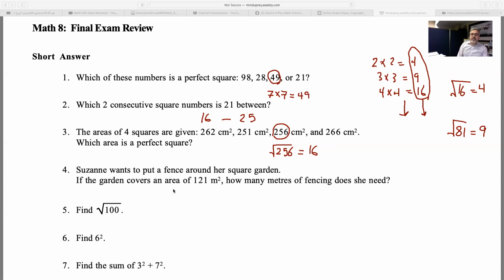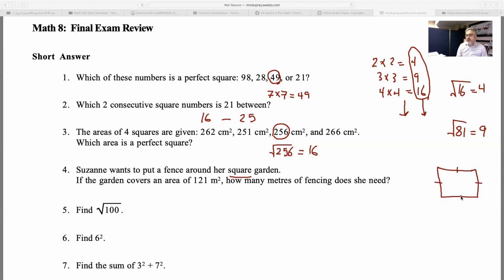Suzanne wants to put a fence around her square garden. If the garden covers an area of 121 meters squared, how many meters of fencing does she need? So now look at this. She wants to put a fence around her garden, and it's a square garden. That's the key right here. She wants to put a fence around the square garden.